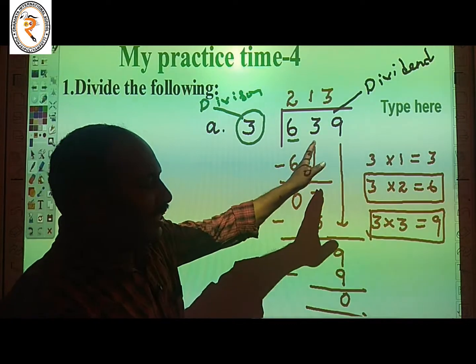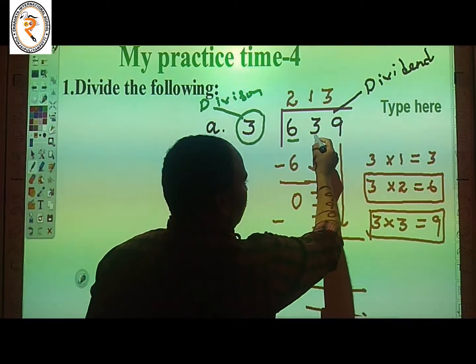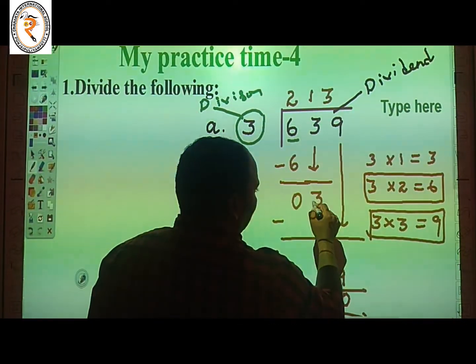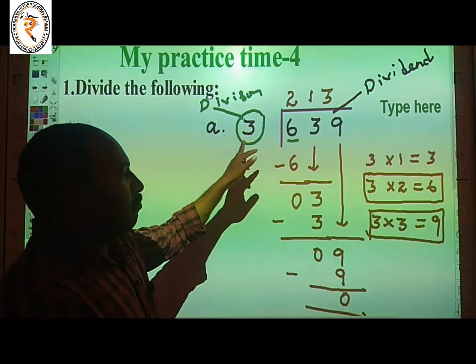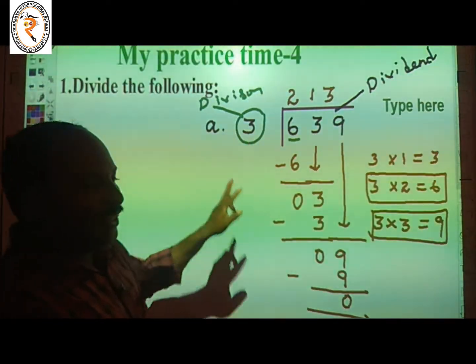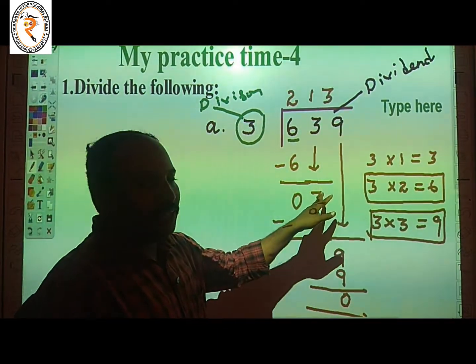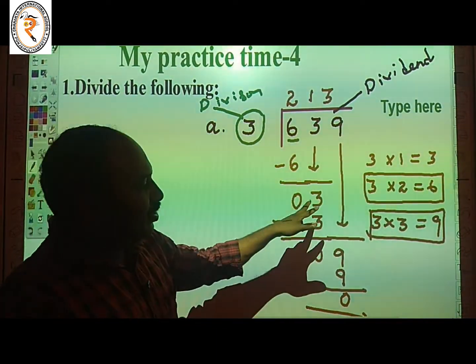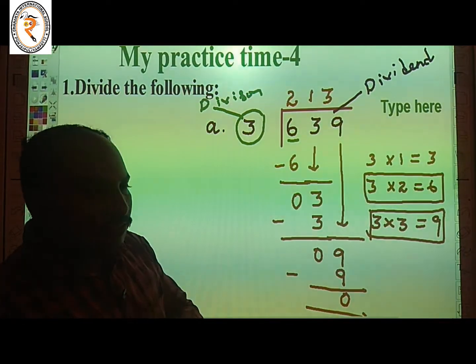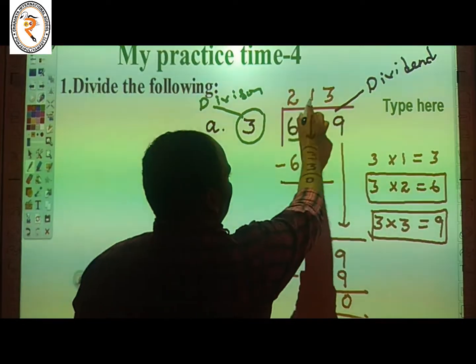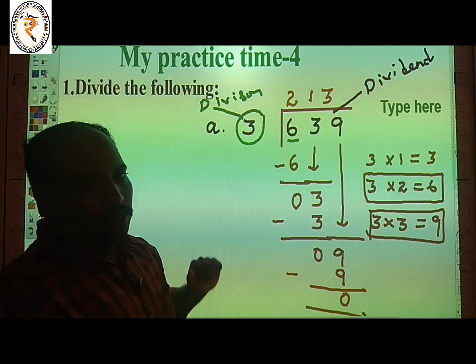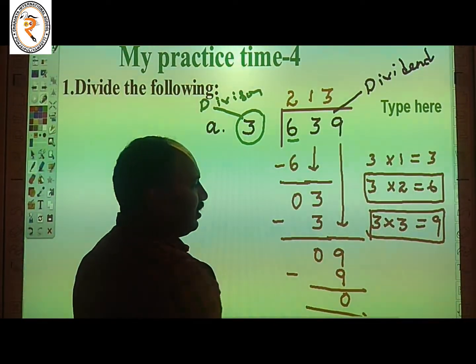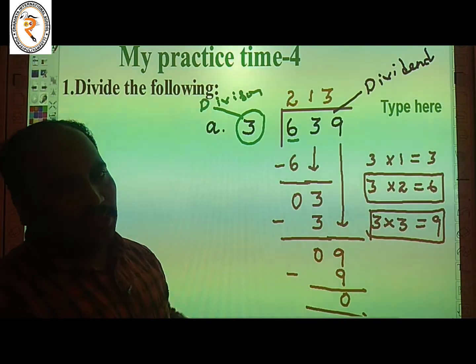Next we go to the tens place. The tens place is 3. Bring down the number 3. Now 3 divided by 3. This is the new dividend, and the divisor is 3. 3 divided by 3 is equal to 1. 3 minus 3 is equal to 0.